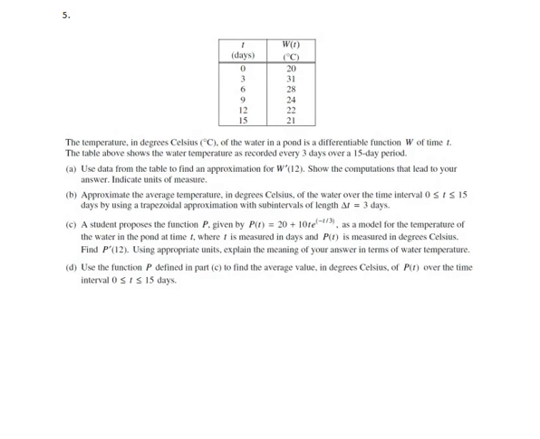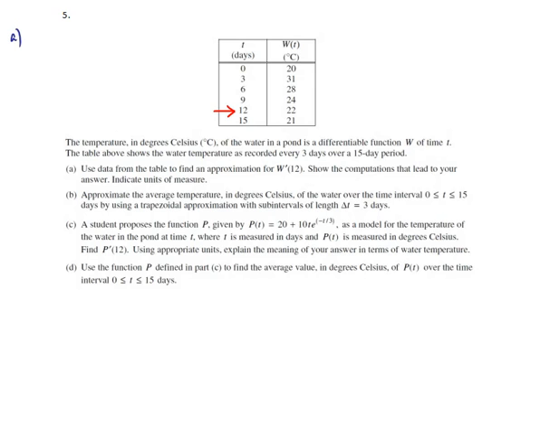In problem number 5, the temperature in degrees Celsius of the water in a pond is a differentiable function W of time t. The table above shows the water temperature as recorded every 3 days over a 15-day period. First, we want to use data from the table to find an approximation for W prime of 12 and show the computation that leads to your answer, indicate units of measure.